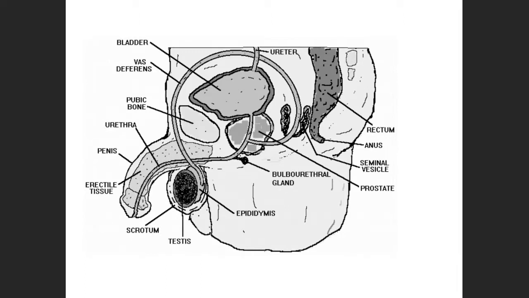Once the sperm leaves the prostate, it now has the sperm, the prostate fluid, and the seminal vesicle fluid. It's joined by another fluid coming from the bulbourethral gland, or sometimes called Cowper's gland.